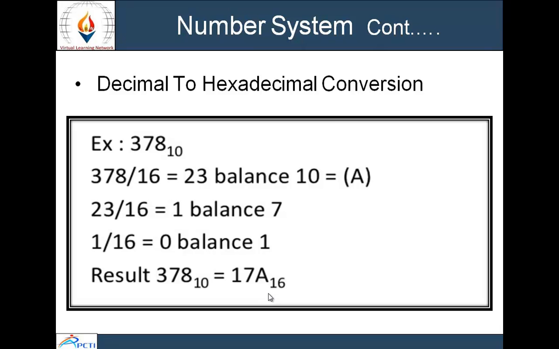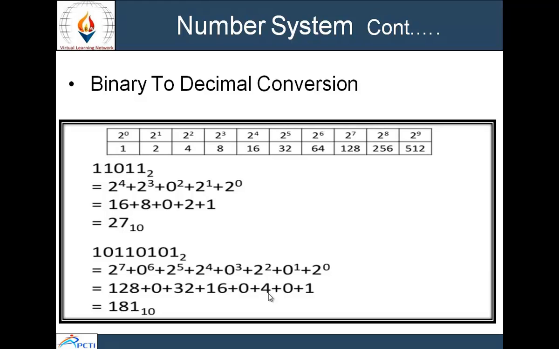Next is binary to decimal conversion. As you see, to convert decimal to binary, we divide the number by 2 because the base of the binary number system is 2. And to convert binary to decimal, we will multiply by powers of 2.